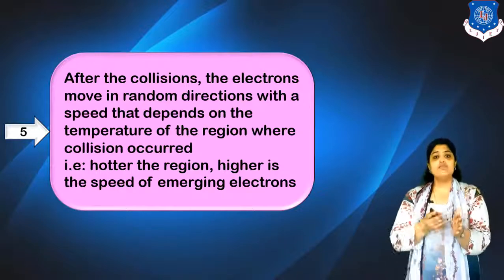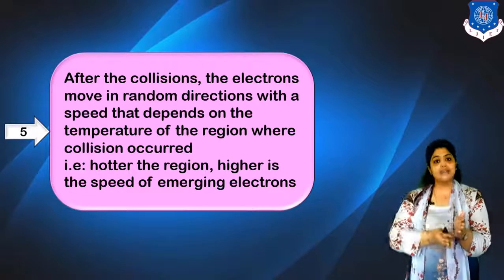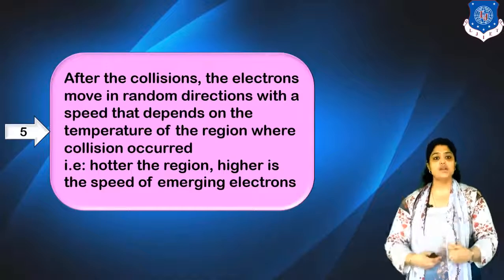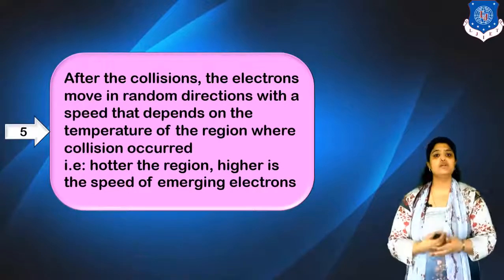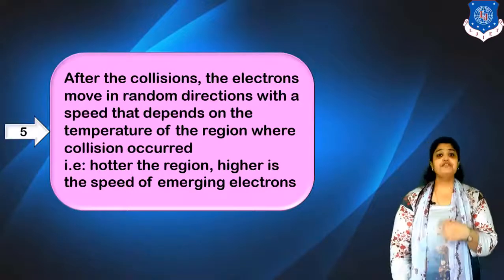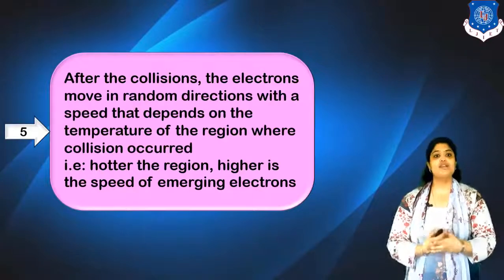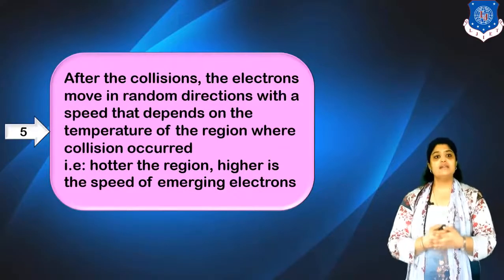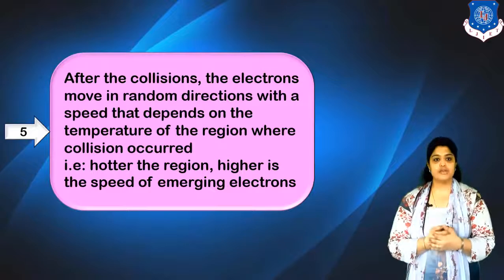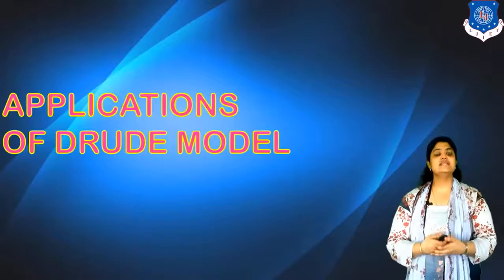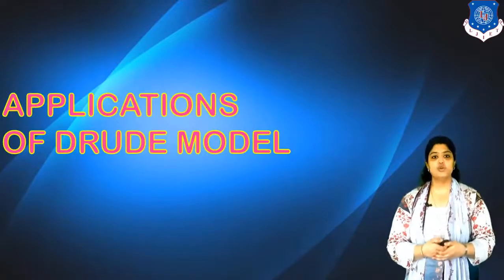Now, this movement of electrons will be from a higher temperature to a lower temperature, because we all know that heat always flows from higher to lower temperature. After the collisions, these electrons move in random directions and their speed is proportional to temperature. Moving ahead, let us discuss the applications of the Drude model.